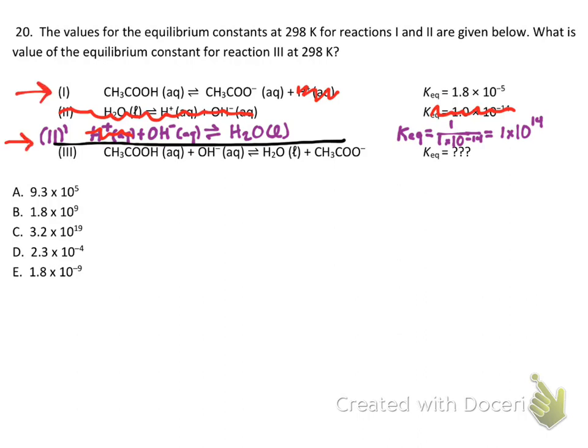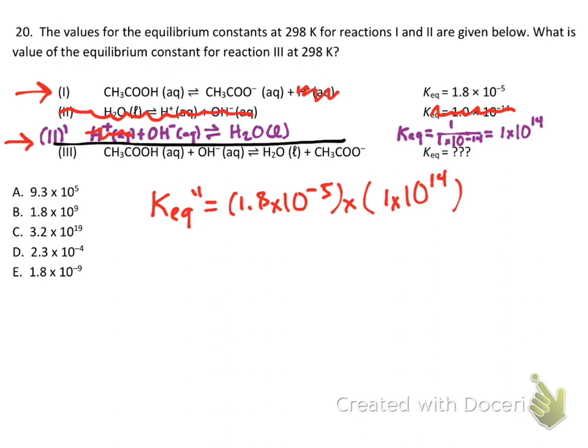Remember, whenever we combine two reactions, how do we get the new KEQ? We multiply together their K values. So call this KEQ double prime is going to be equal to 1.8 times 10 to the negative 5th, our first KEQ, times our 1 times 10 to the 14th from our second reaction, the one that we actually had to flip around. And when we do, we'll end up getting that the value of our new KEQ is equal to 1.8 times 10 to the 9th.